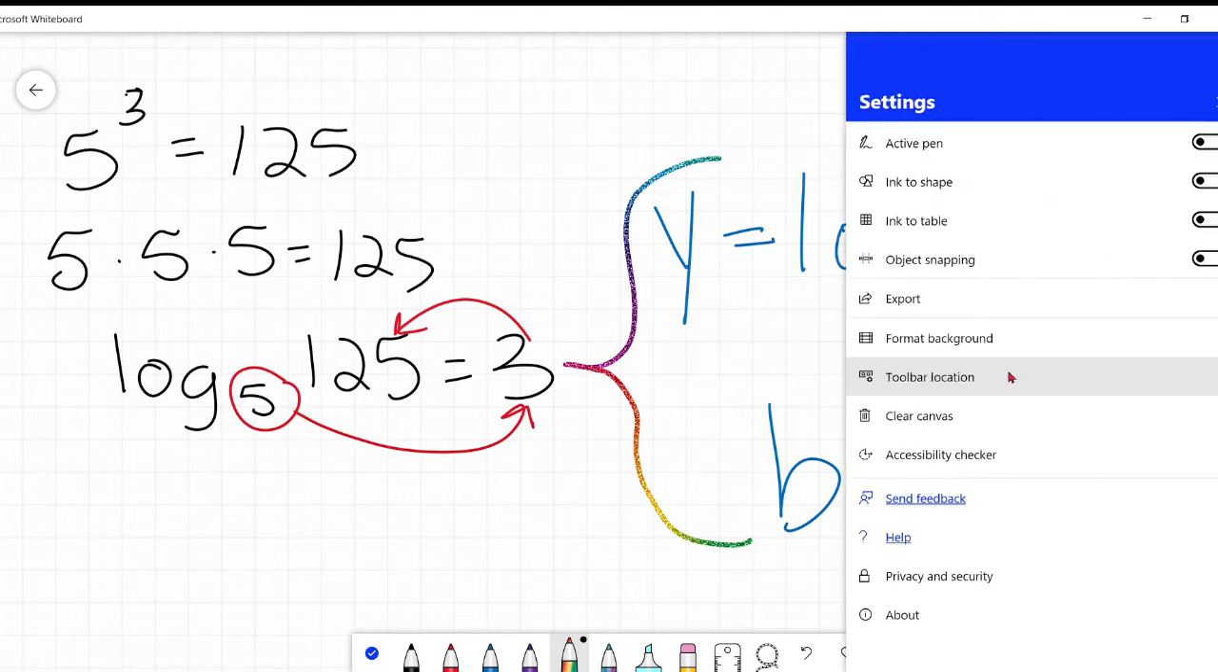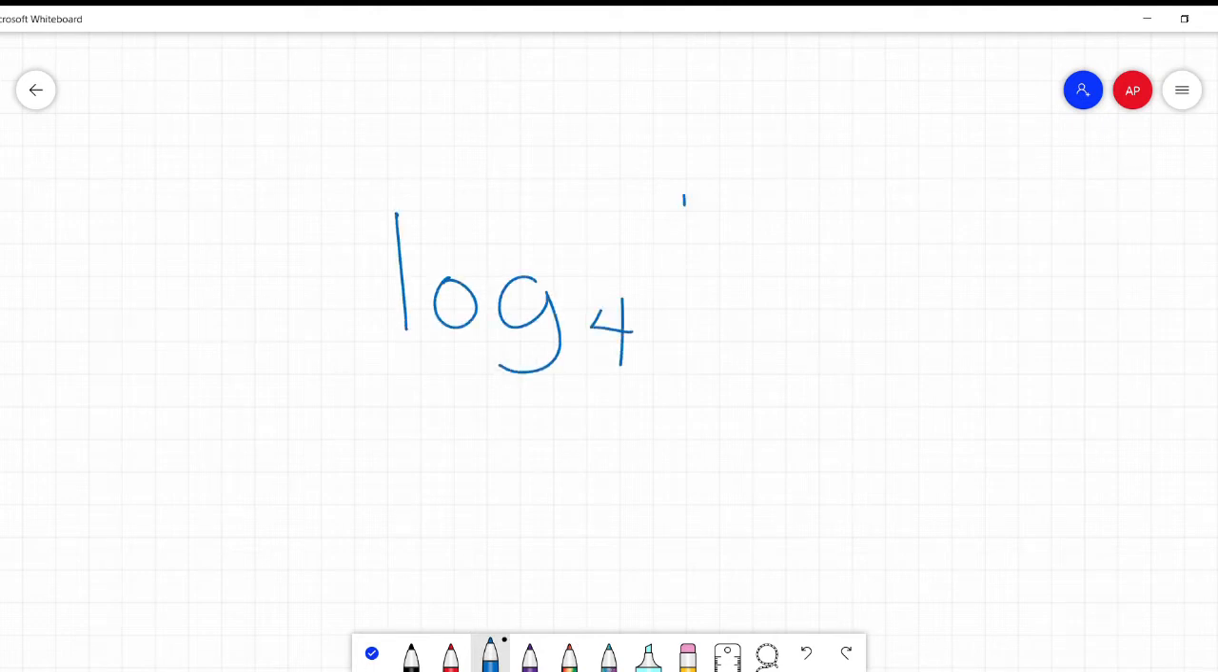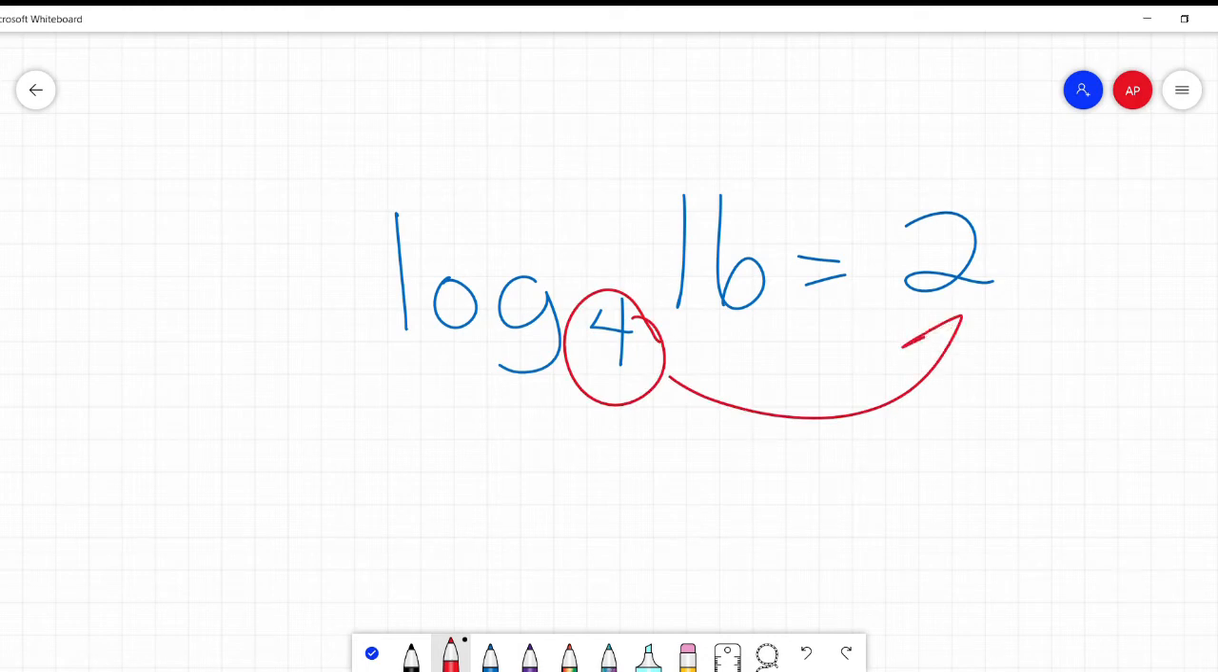Okay, so let's take a couple of examples just to make sure you know what we're talking about. So let's say log base 4 of 16 would be 2. 4 to the power of 2 equals 16. That's the thing. It's a counterclockwise circle that we're filling in. So once we know that, we can solve for any of these positions.